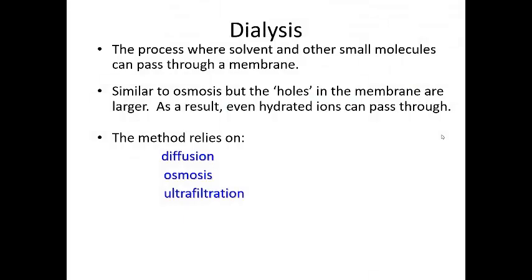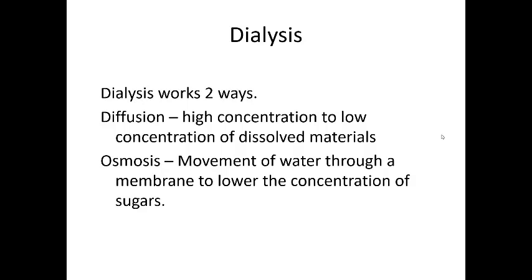All right, so dialysis is the process where solvent and other small molecules can pass through a membrane. It's similar to osmosis, but the holes in the membrane are a little larger, so even some hydrated ions can pass through. So we have to do diffusion, osmosis, and ultrafiltration. This is basically how it works. The diffusion process is you have a high concentration of stuff inside the blood, because this is used on somebody who hasn't been able to filter the blood through the kidneys. The kidneys do the same sort of thing.